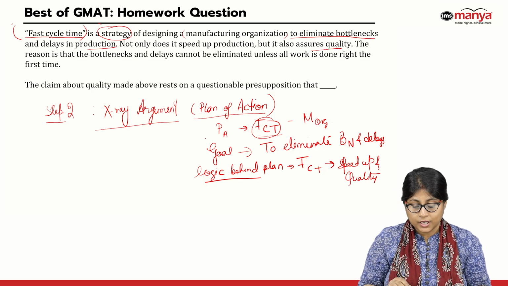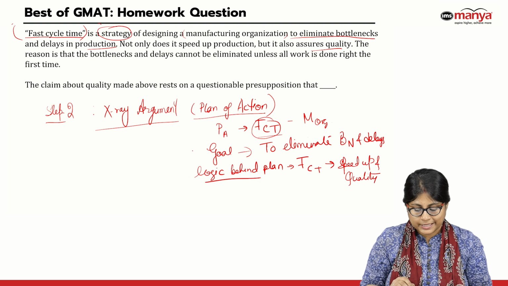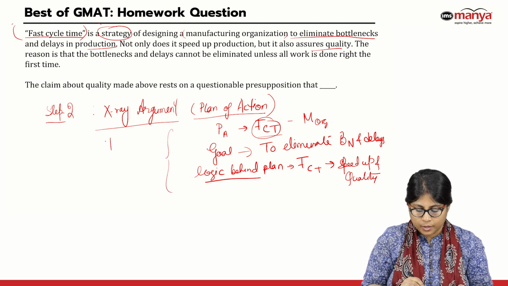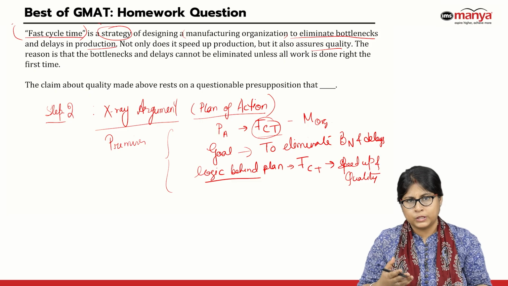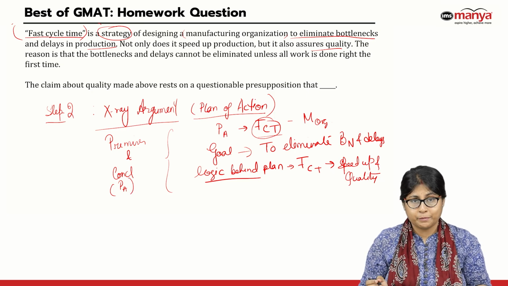Now that we have a plan of action, we have a goal and we have a logic. So precisely, we have our premises, which are the goal and the logic behind the plan, and the conclusion. The conclusion is nothing but the plan of action. Okay, so step number 2 done.